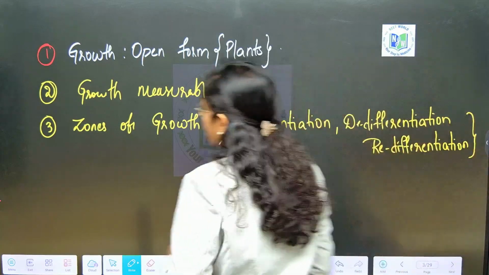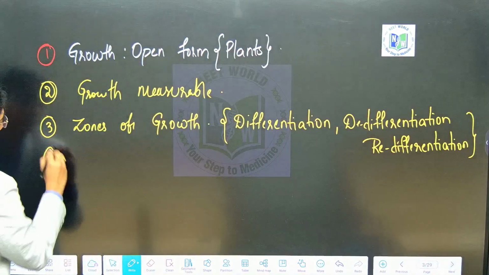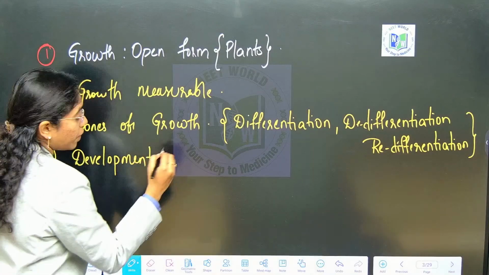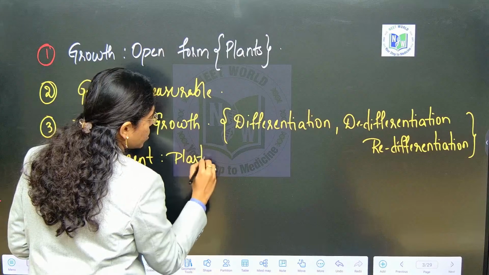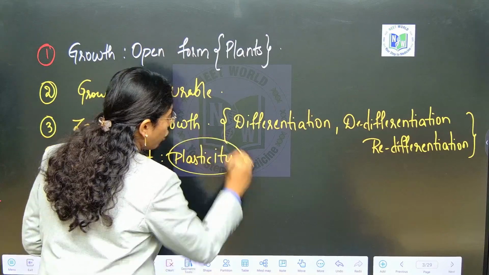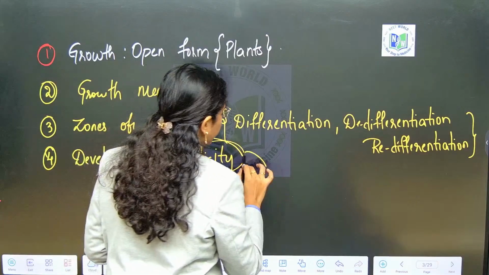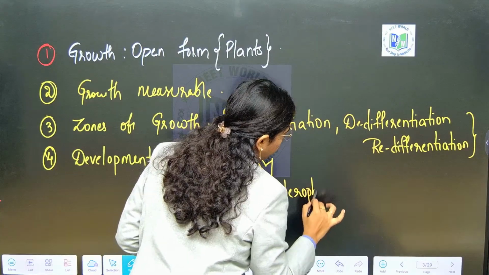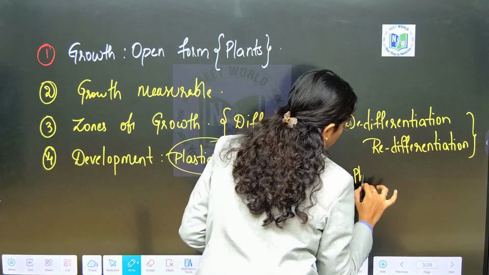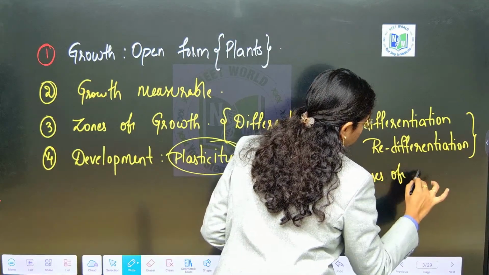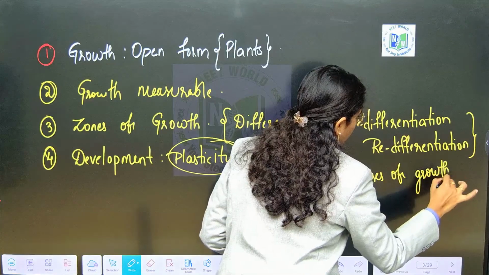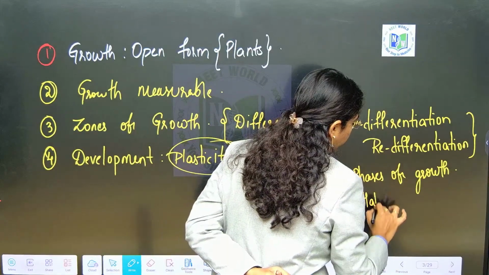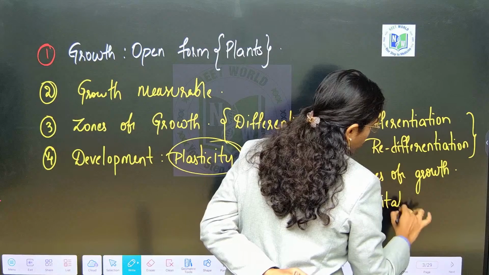And then comes the concept of development. Developmental patterns will be different in different plants, where we will learn this under the concept of plasticity. One major phenomenon of plasticity will be heterophily. We have two types of heterophily. One is based on the phases of growth and second is based on the habitat, on the environment where the organism lives or grows.